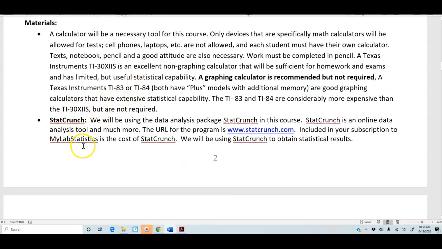Now, as part of the website that you'll be using for your homework, you're going to have a statistical package called StatCrunch. We will be using the data analysis package StatCrunch in this course. StatCrunch is an online data analysis tool and much more. The URL for the program is the following. Included in your subscription to MyMathLab is the cost of StatCrunch. So we'll be using StatCrunch to obtain statistical results. So when you purchase the access code for MyStatLab, it includes StatCrunch. So you're not paying additionally for it. It is all bundled together.